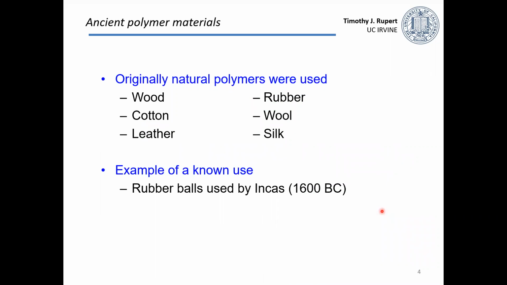There's many different types of polymers. We won't go through an exhaustive list. I did just want to point out, though, that there are ancient examples of natural polymers that have been used for thousands of years. Some of these include things like wood, cotton, and leather, or rubber, wool, and silk. So these would technically fall into the polymer category of our different materials we're talking about. And just an example of a known use, rubber balls were used by the Incas back in about 1600 BC. So this is material that's been around for thousands of years.